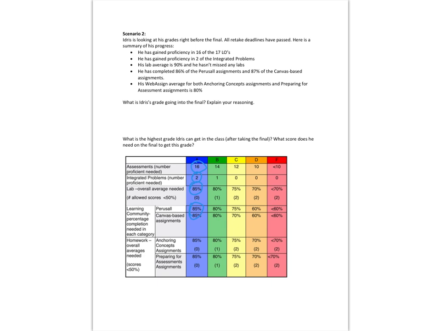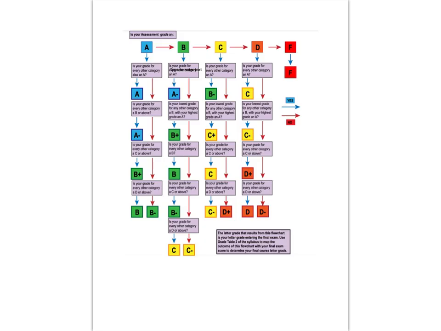And then we see that for the WebAssign, he's a little bit lower. He's at the 80% for both of those. So this is just trying to show you that everything counts, everything's going to influence the grade. So let's remember that everything's at the A except for his WebAssign assignments, which are at the B level. And so let's take a look at that flow chart. So we start at the A. That's for his assessment score. Is your grade in every other category also an A? Well, the answer to that is no.